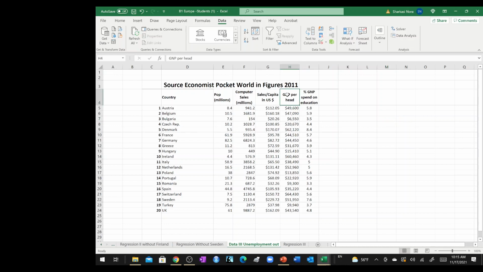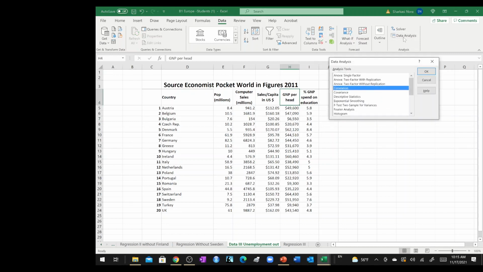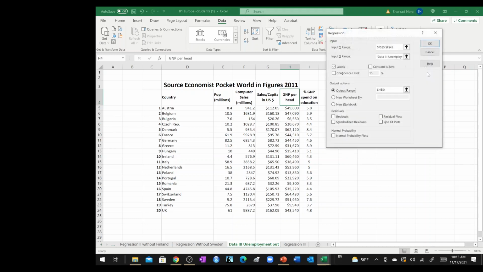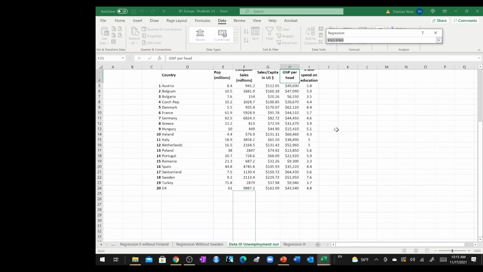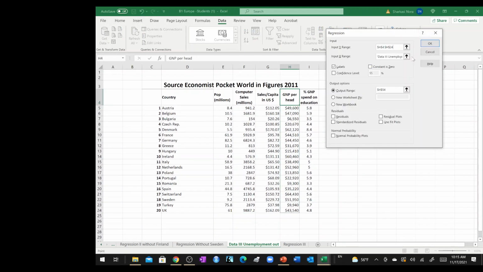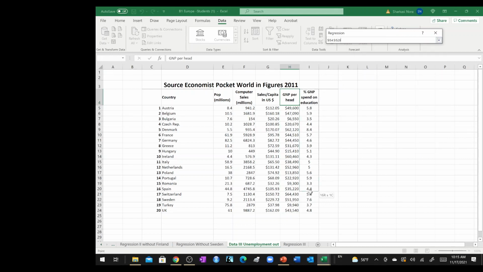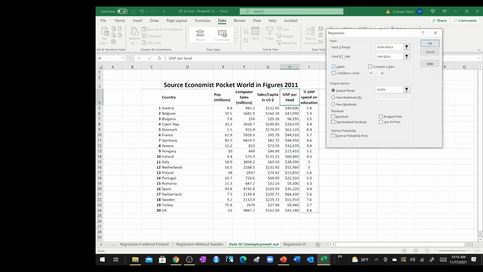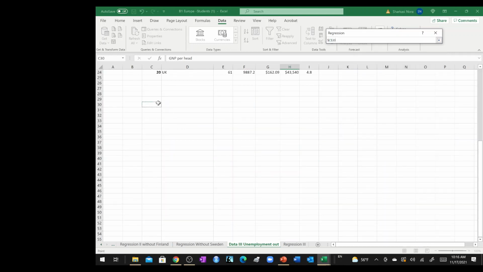If this method is confusing you, the standard method that we do is as follows. We use one of them as y and one of them as x. So we take regression, and we say the y is one of the independent variables, let's say this one, and the x is the other independent variable, this one, and we take the labels and we take the output to be somewhere here, let's say.